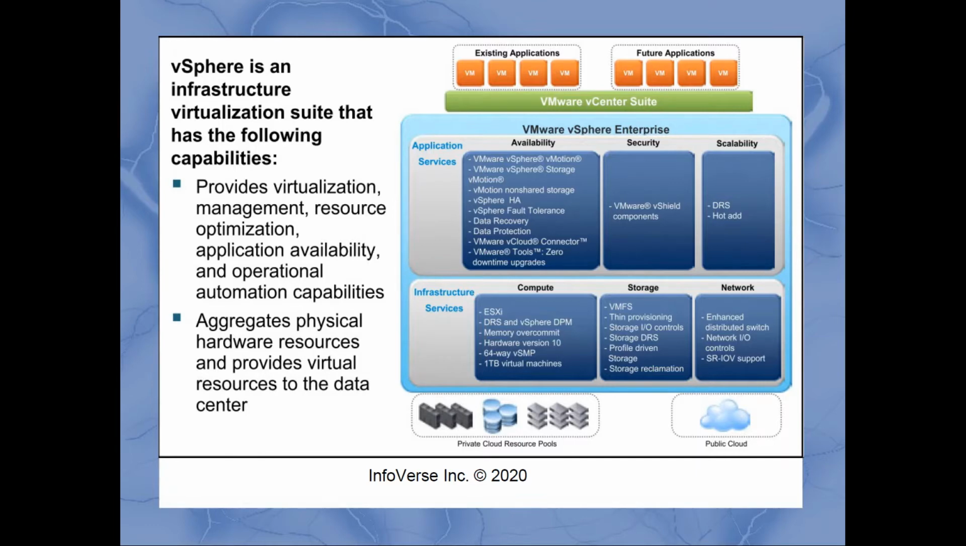Now, in terms of compute, we also have 64-way virtual symmetrical multiprocessing. What this means is that we can support 64 or even higher virtual CPUs on a single VM and 1 terabyte of RAM for the virtual machine. Now, do note that these are very high numbers, and an organization would require a very specific use case to be able to run such a large configuration on a VM. And understandably, this would require a very, very large underlying host as well.